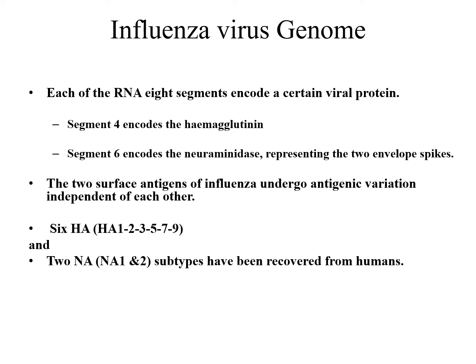Why are they the most important? Because they are the outermost part of the influenza virus. They are in direct contact with the immune system, and they are the most antigenic part of the virus. So any mutation within these 2 glycoproteins is going to affect the previously formed immunity against the virus in a way.